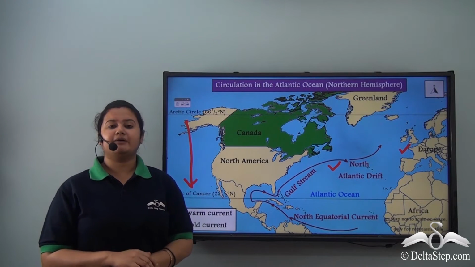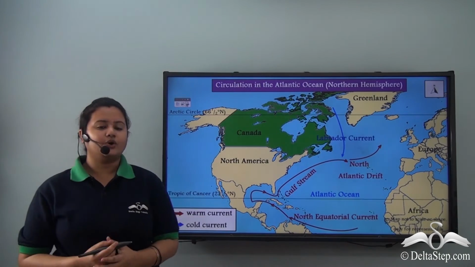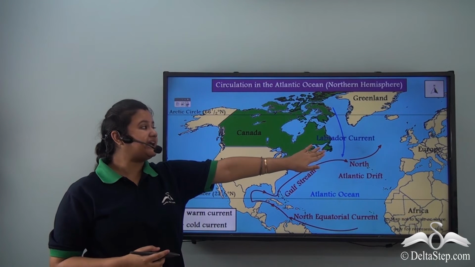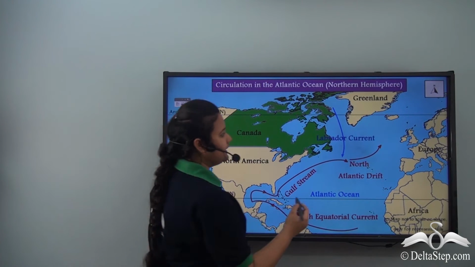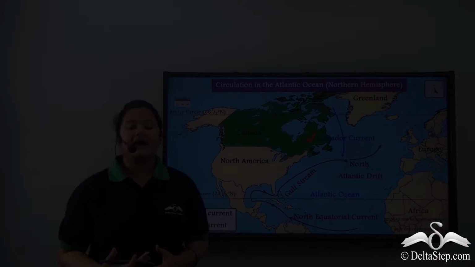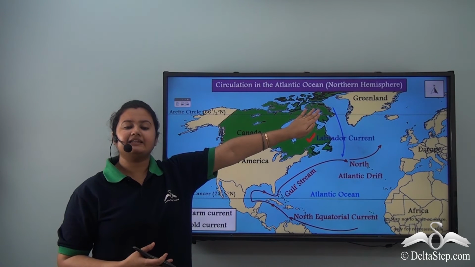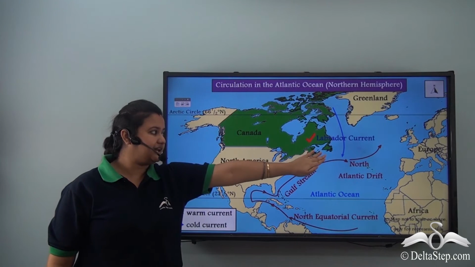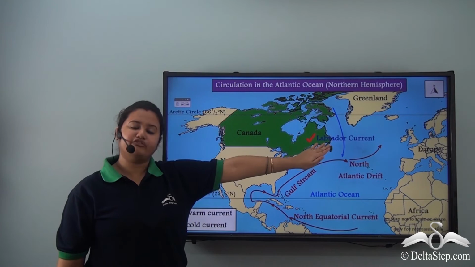Now we will study about the next current in the circulation. So when the Gulf Stream reaches the eastern coast of Canada, it meets with a cold current. The name of that current is the Labrador Current. Now, Labrador Current, as I have mentioned earlier, is a cold current which originates in the Arctic zone and then it flows along the western coast of Greenland and connects with Gulfstream here in the eastern coast of Canada.